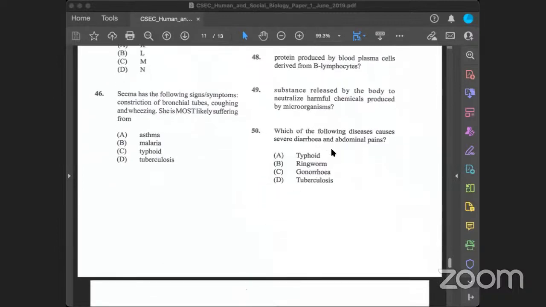50. Abdominal pains and severe diarrhea. The person has ringworm, right? No, they get typhoid fever. Or does that person have gonorrhea? Typhoid fever, right? Your answer is A.